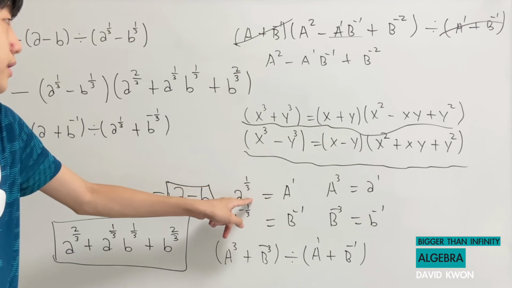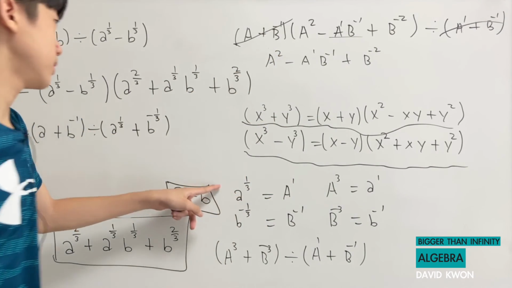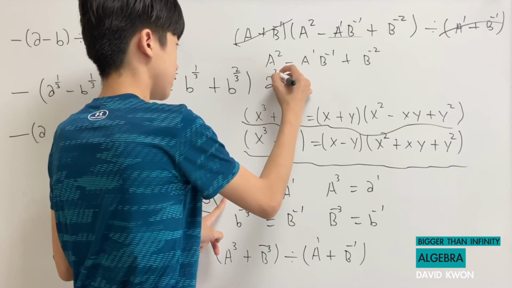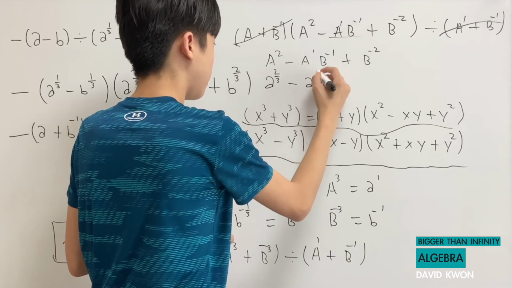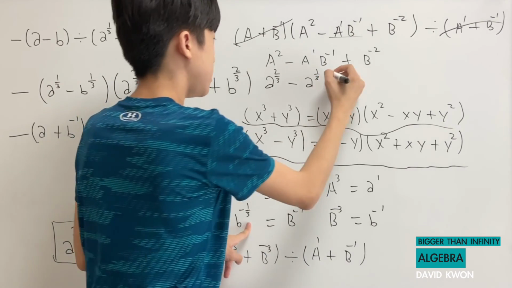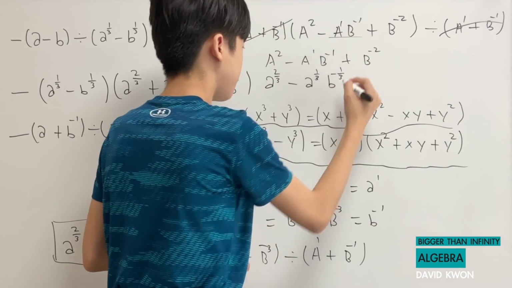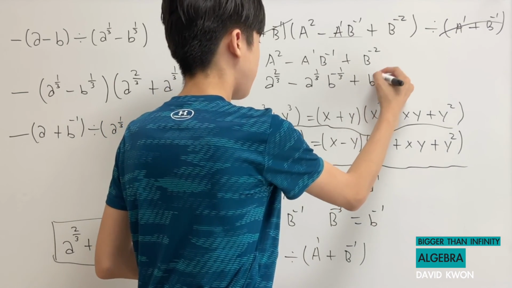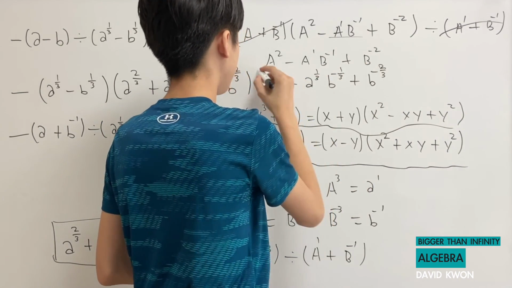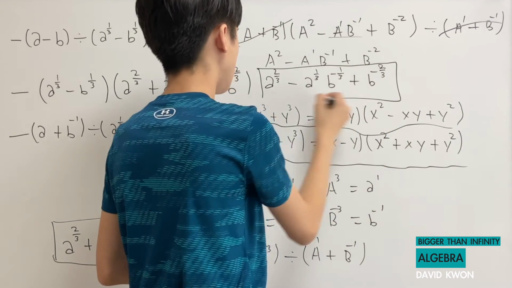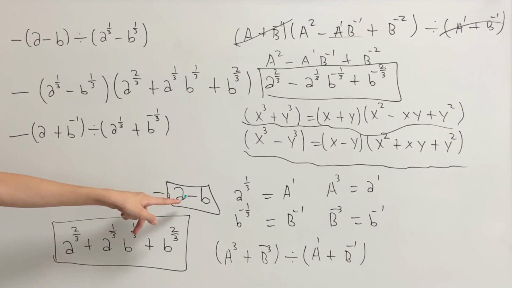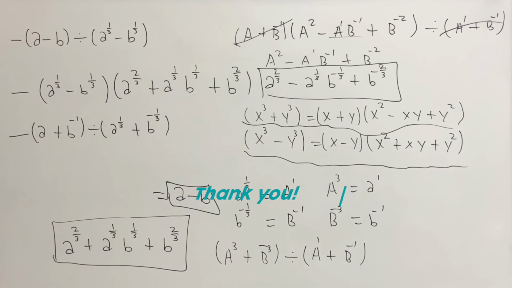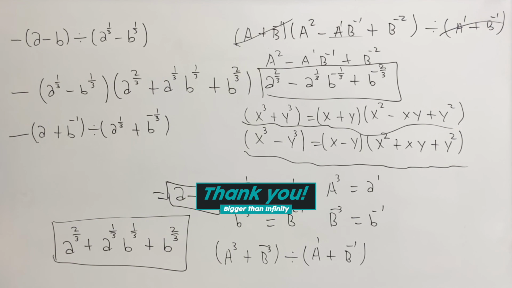A is this and A squared is that, so it's common sense that it's this, and minus a to the power of 1 over 3 times b to the power of negative 1 over 3 plus b to the power of negative 2 over 3. All right, we got our 3 answers. Number 1 answer, number 2 answer, number 3 answer. This was a little bit longer video. I'm okay with it. See you guys later. Bye.